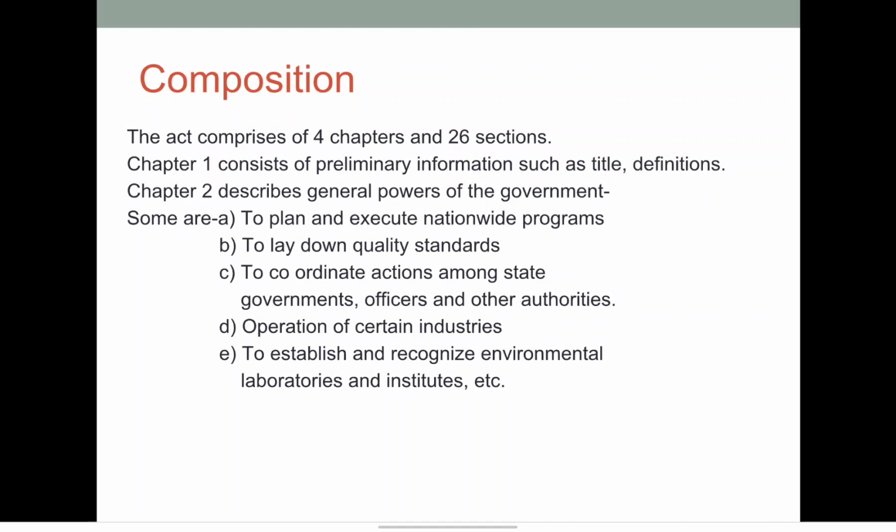Why? Because the concentration of various pollutants like sulfur dioxide, nitrogen oxides, then carbon dioxide, carbon monoxide, particulate matter is way high when we compare it to the other cities, or in the rural area also. So what kind of quality should be there in the air?